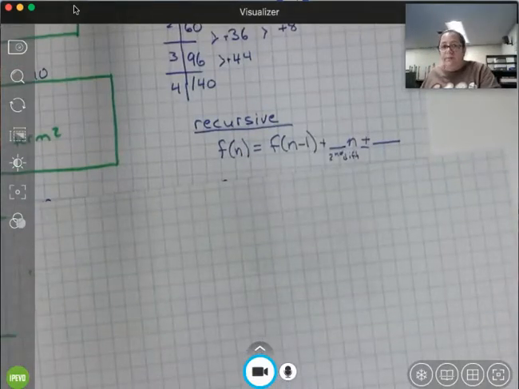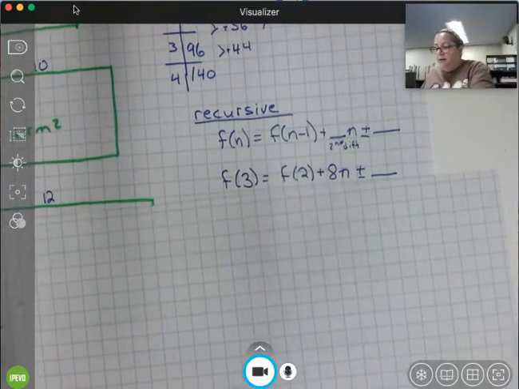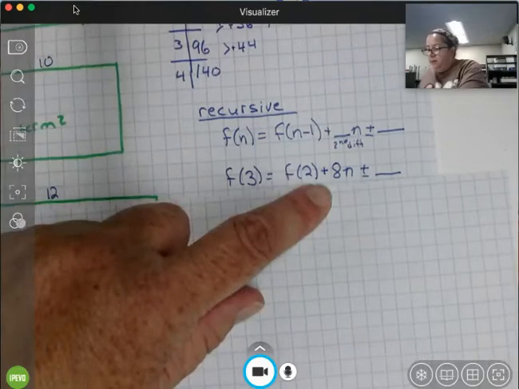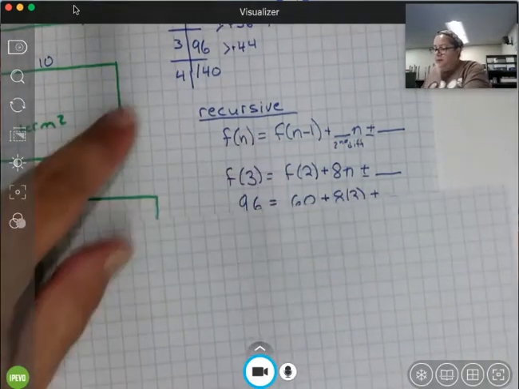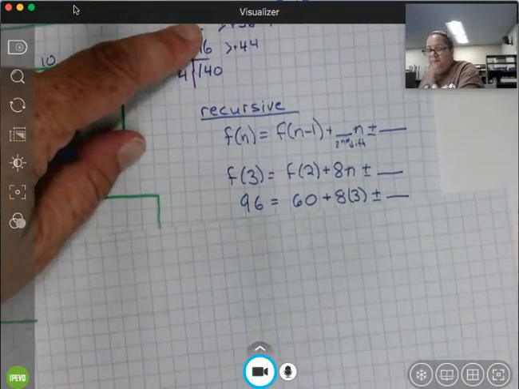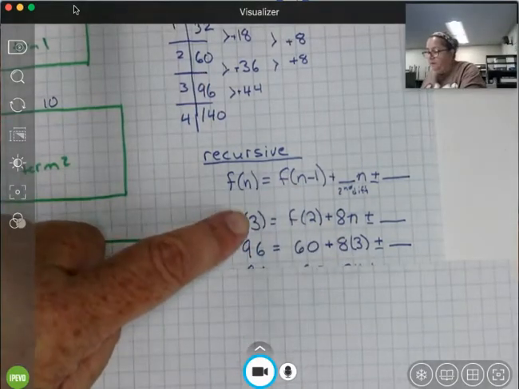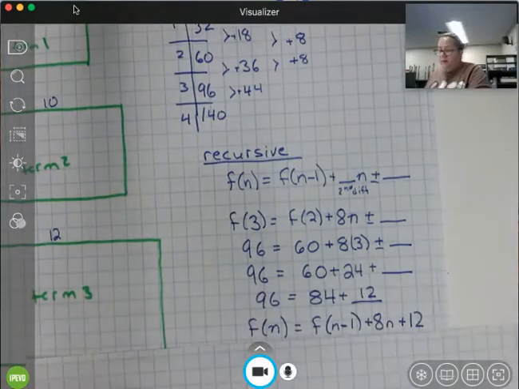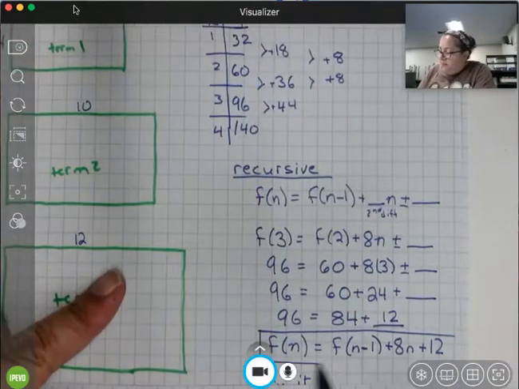I always write my blank recursive first. It's just good practice. Then I love f of 3. So I stuck in f of 3 and my second difference. Then, of course, f of 2 is that. So f of 3 you already know is 96. F of 2 is 60. And then 8 times n, well, we're using 3 for n, so that's 24. And then I ended up with the mystery number of 12. So there is my equation. I should have boxed it so it's clear that that's my recursive.